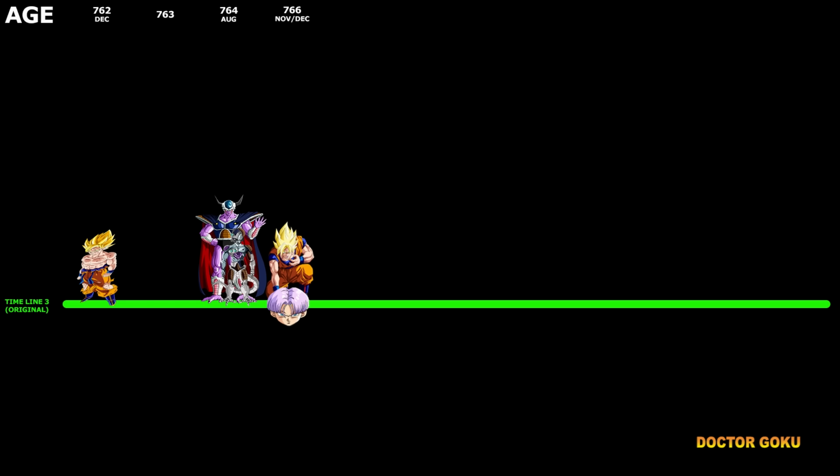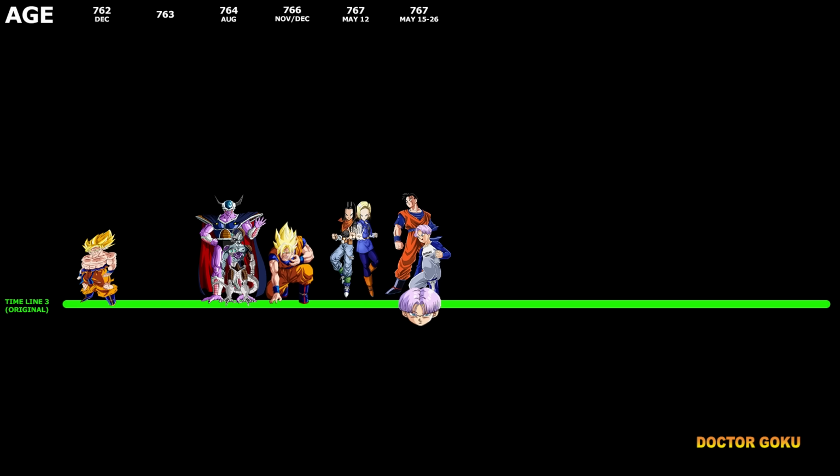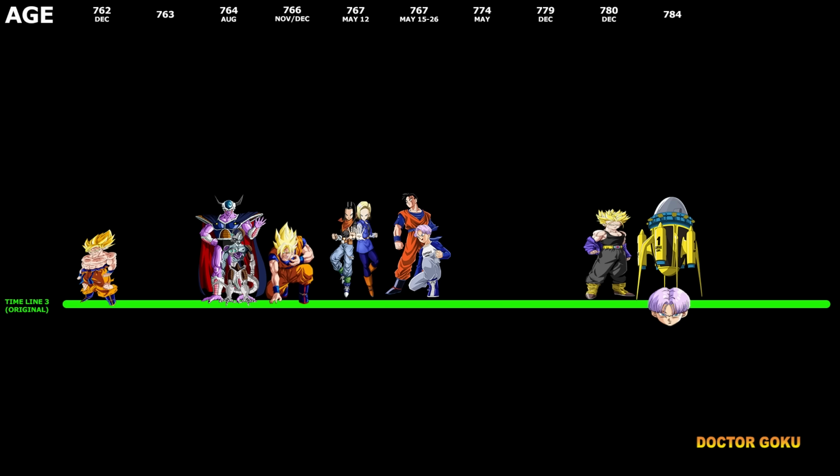18 months later, at age 766, Goku is infected with the heart virus and dies. 6 months later, on May 12th, age 767, androids 17 and 18 appear. They begin their onslaught by killing all of the Z warriors except for Trunks, Gohan, and Yajirobe. Now 7 years later, in age 784, Bulma was finally done creating the time machine. So now Trunks can go back in time, give Goku the heart medication, and give the Z warriors a fighting chance against the terrible monsters the androids were.